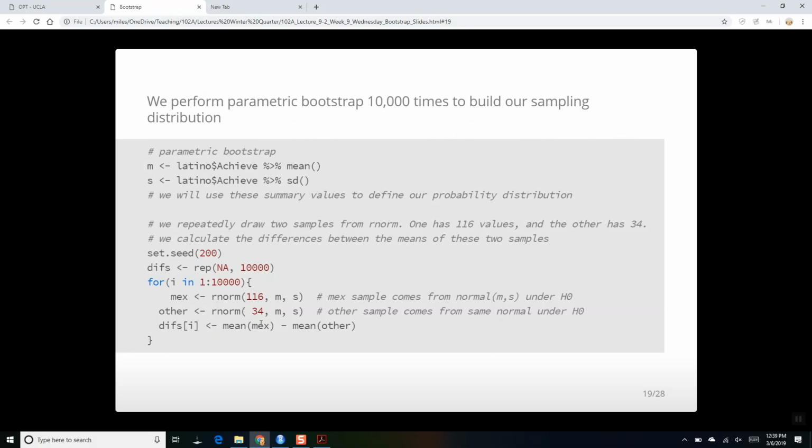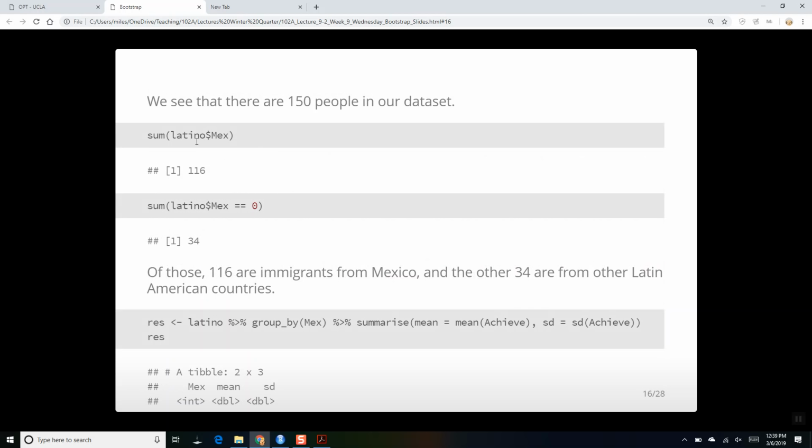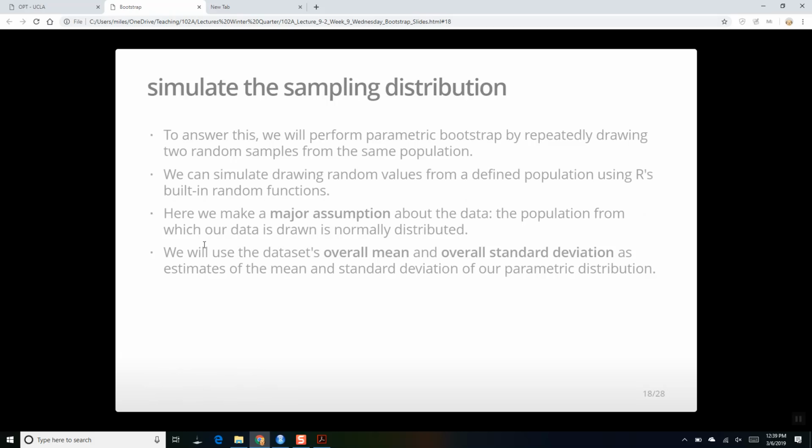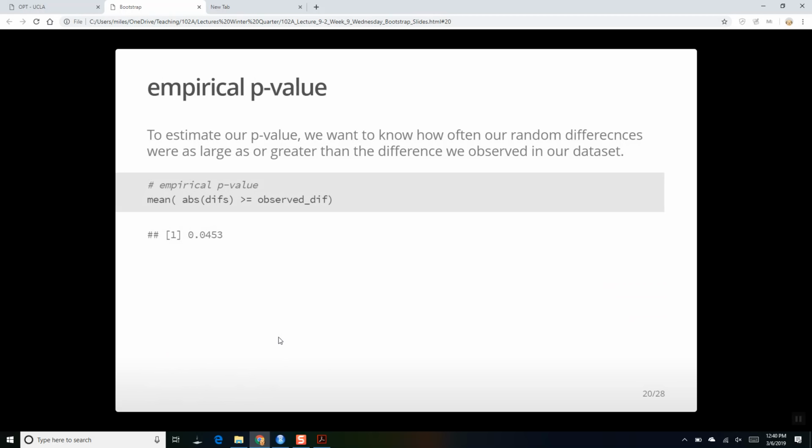Question: are the numbers 116 and 34 the number of the population? Yes, so back here we counted how many in our sample are from Mexico and how many are not from Mexico, and we have 116 and 34. So we're basically asking, what if I drew another sample with the same counts, 116 people from Mexico, assuming they come from this normal distribution, and 34 people not from Mexico, assuming they come from the same distribution? This is what we get, and we're going to compare our differences versus that.